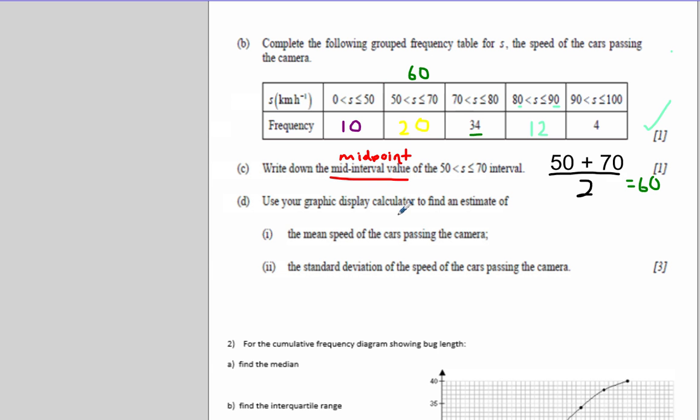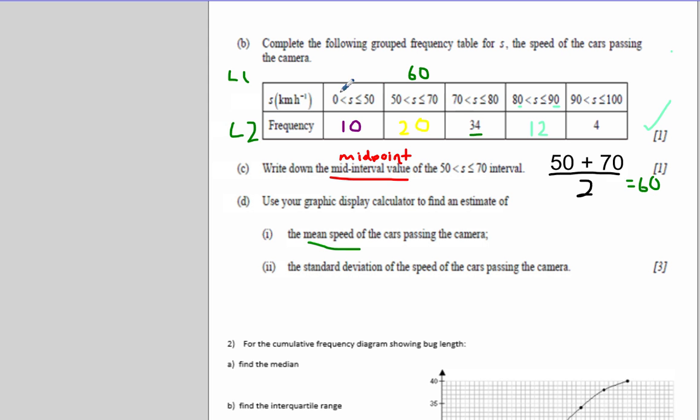Use your GDC to find an estimate of the mean speed of the cars passing the camera. So remember, this is going to be your L1. The little midpoints will be your L1 in your, we're going to do stat edit, of course, and enter in 2 tables of values. We're going to enter in L1 and we've got to enter in L2. Because when you find the mean from a frequency table, you've got to have your x value, and our x value in this case will be the midpoint.